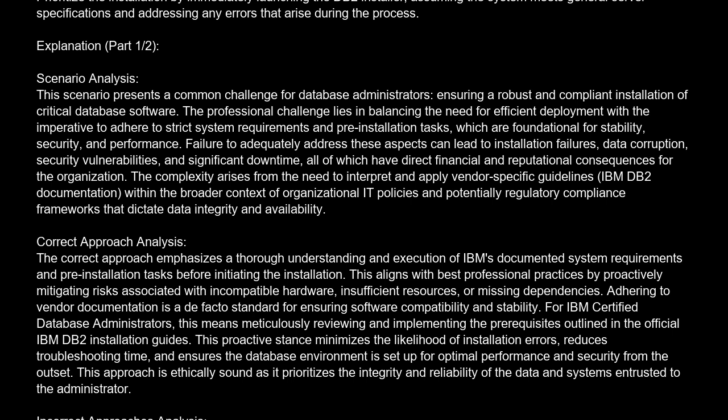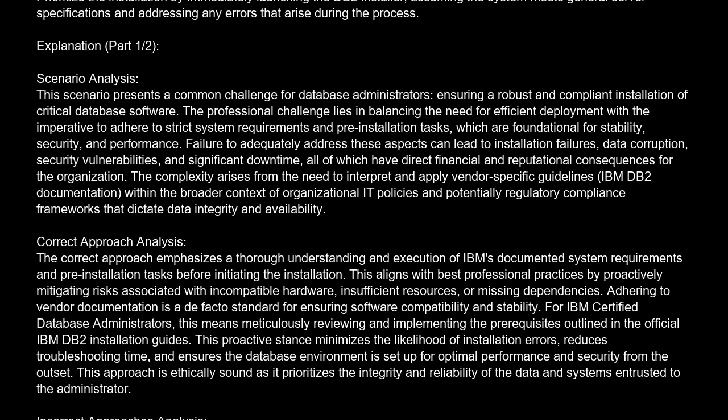Correct approach analysis. The correct approach emphasizes a thorough understanding and execution of IBM's documented system requirements and pre-installation tasks before initiating the installation. This aligns with best professional practices by proactively mitigating risks associated with incompatible hardware, insufficient resources, or missing dependencies. Adhering to vendor documentation is a de facto standard for ensuring software compatibility and stability.